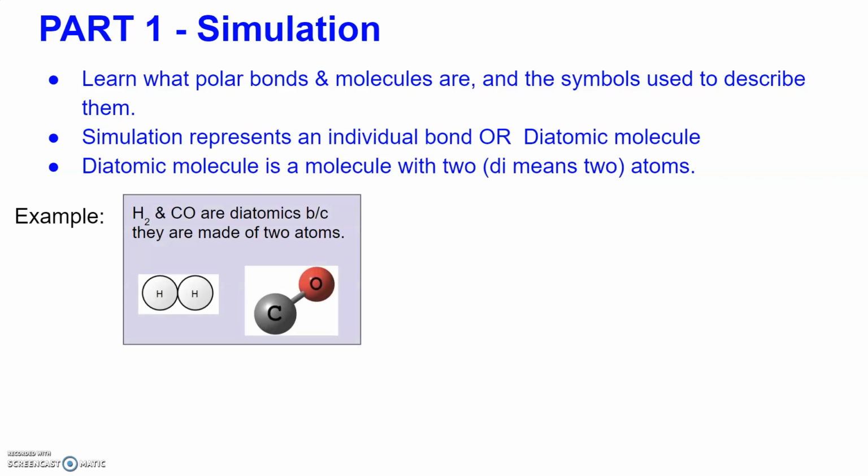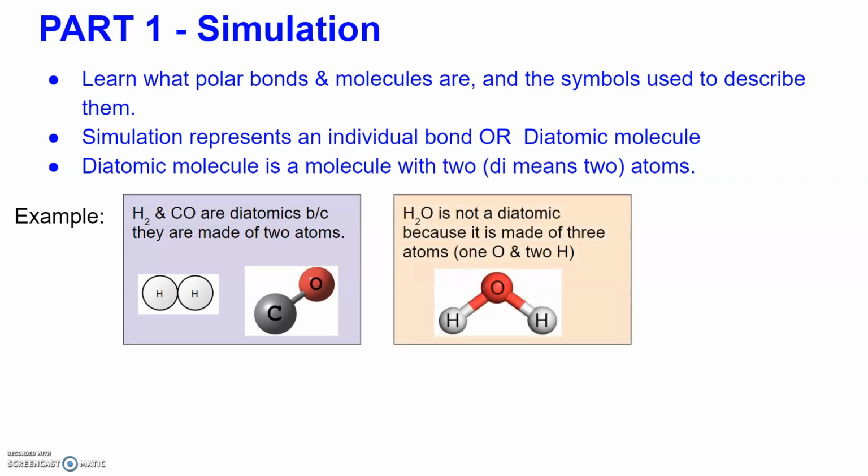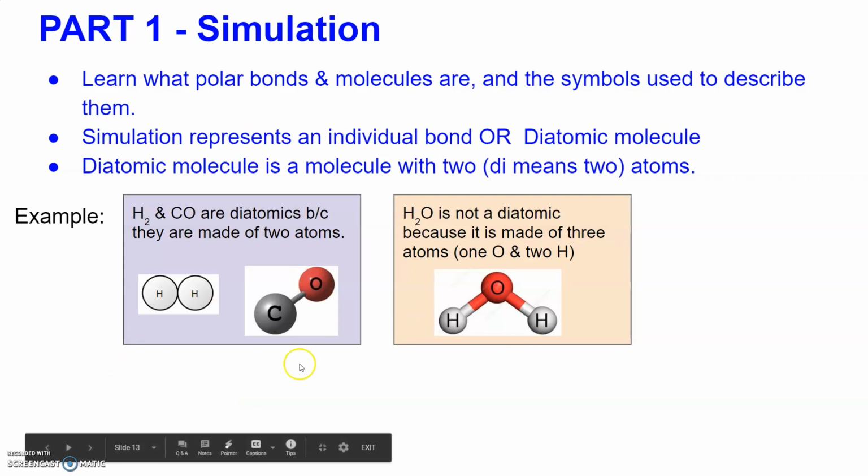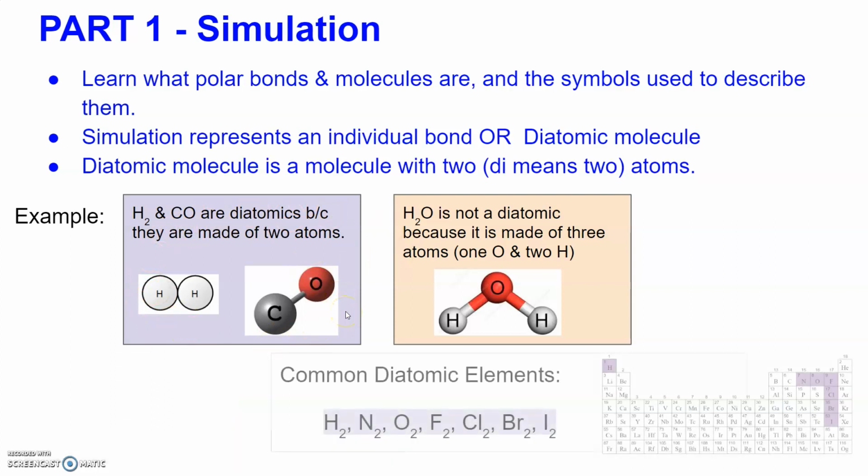For example, something like H2 or CO would be an example because that's a molecule that has two atoms in it. Whereas water, H2O, is not diatomic because it's made up of three atoms in total, one oxygen and two hydrogens. Now, when I say number of atoms, I'm talking about the total numbers, not the type, okay? So water has two types of atoms, oxygen and hydrogen, but it has a total of three atoms. So we're going to be focusing just on these diatomics, things with two atoms, or you can think of the simulation as representing a bond.